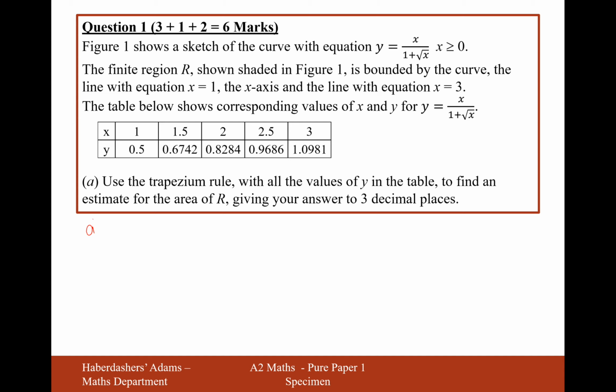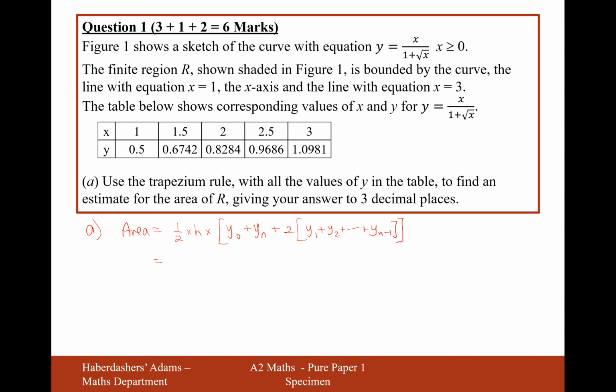So let me just remind us what the trapezium rule formula is. The area is going to be equal to 1/2 times h times, in brackets, y0 plus yn, that's the last y value, plus 2 lots of y1 and all the y values in between, so all the way up to yn minus 1. That's the formula in the formula booklet. Make sure you know it's there and when you need to use it.